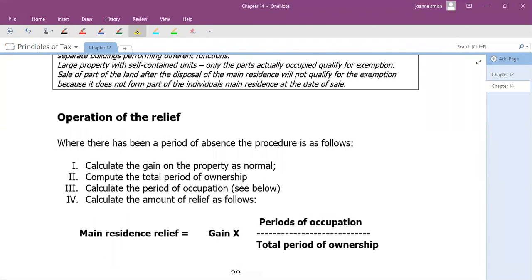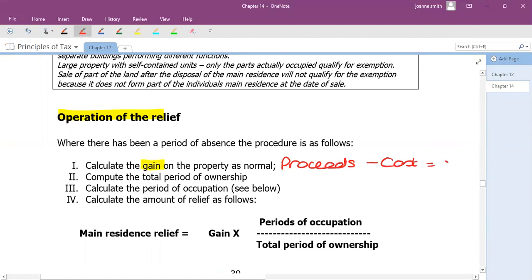So how do we work out the relief then? First of all, we look at calculating the gain as normal. That's your proceeds less the costs that you're allowed to deduct, just like you would with any other gain. Then you look at your total period of ownership. So you will count in exact months from when you buy the property to the disposal date. Then you will calculate the period of occupation, which is your actual and your deemed occupation.